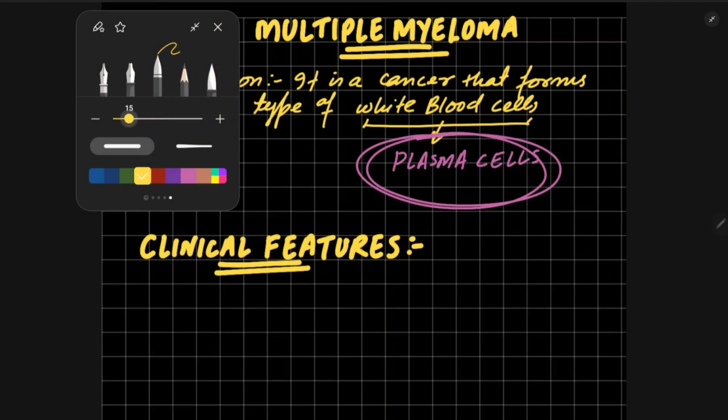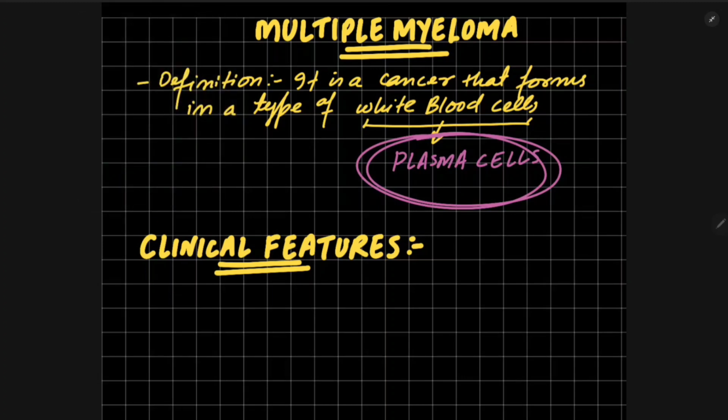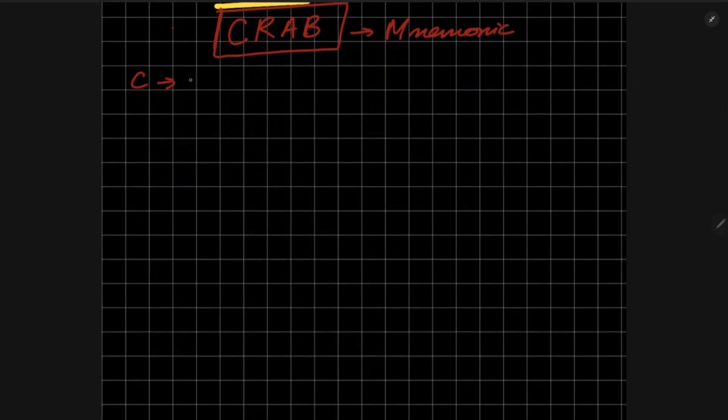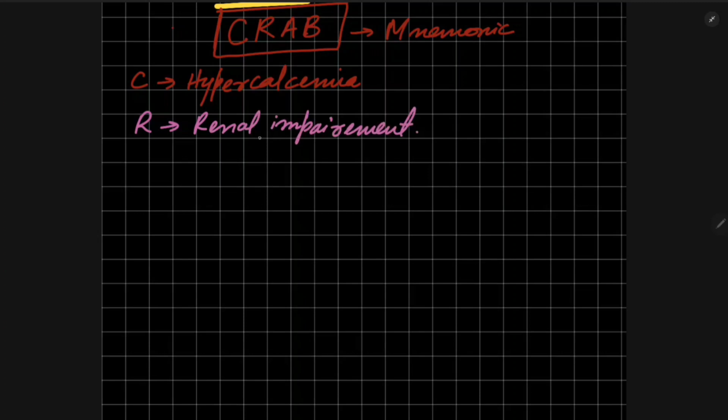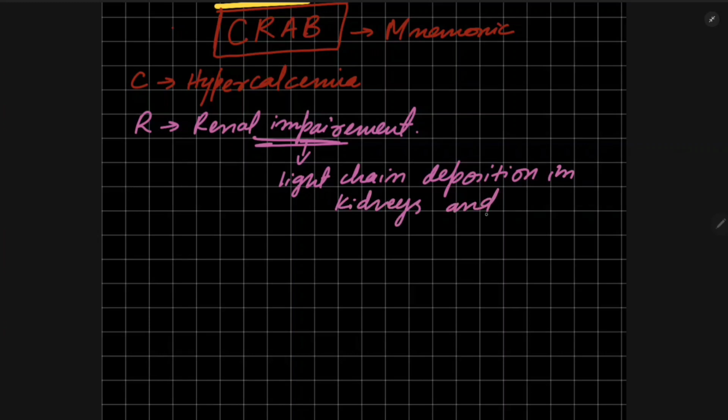Coming to the clinical features part of the disease, we have to remember these clinical features by a mnemonic that goes like CRAB, C-R-A-B, CRAB. C refers to hypercalcemia. These patients will be having hypercalcemia. R refers to renal impairment. These patients will be having renal impairment in the form of light chain deposition in kidneys and hypercalcemia, as I already told you. Remember this, light chain deposition in kidneys and hypercalcemia.